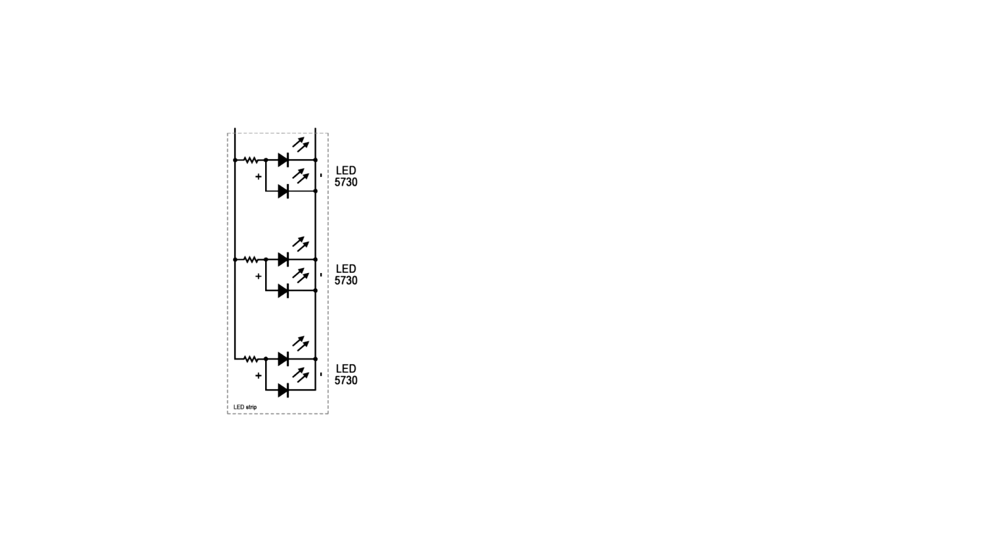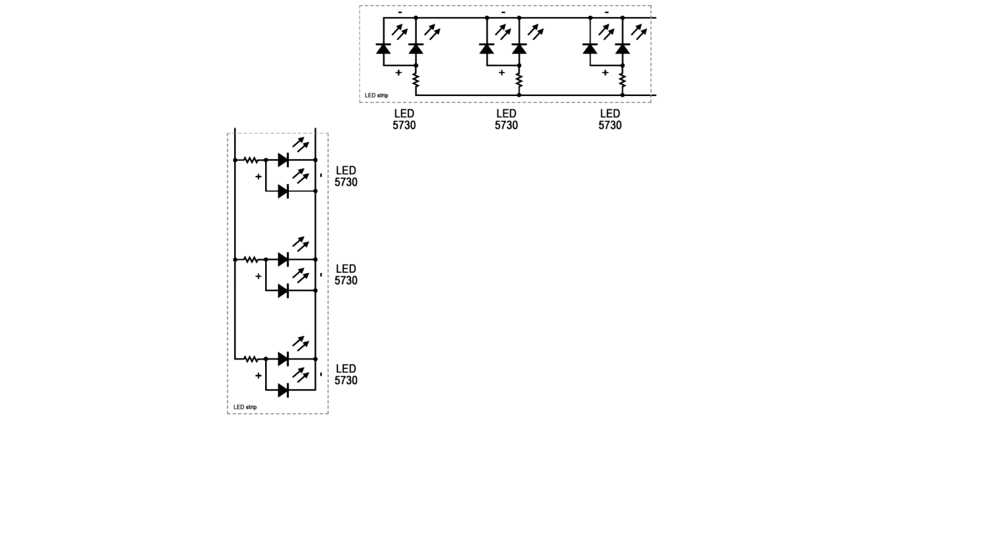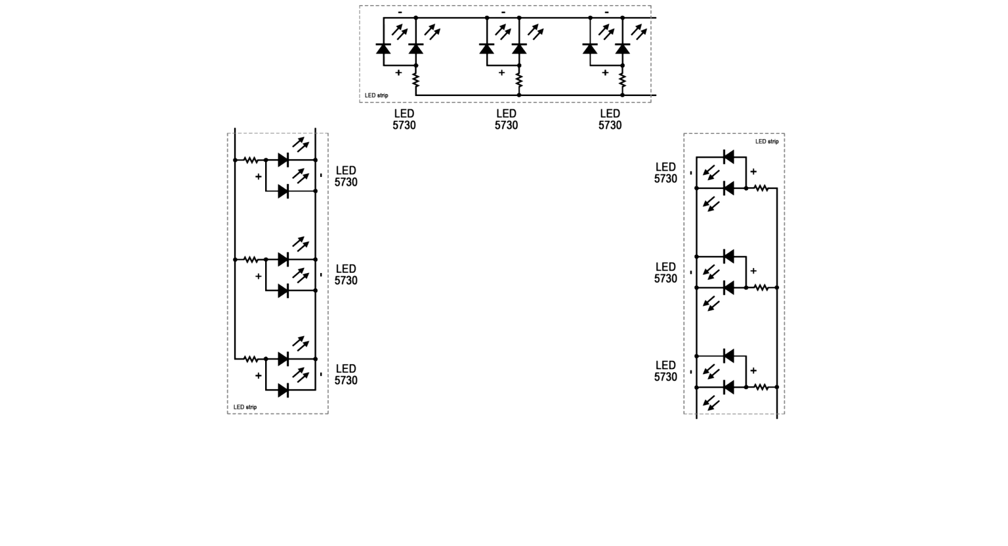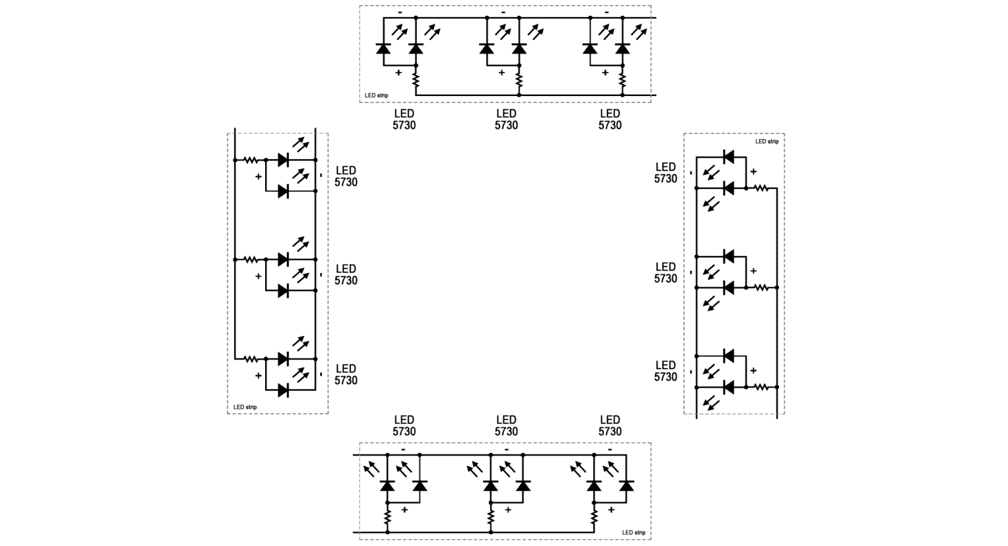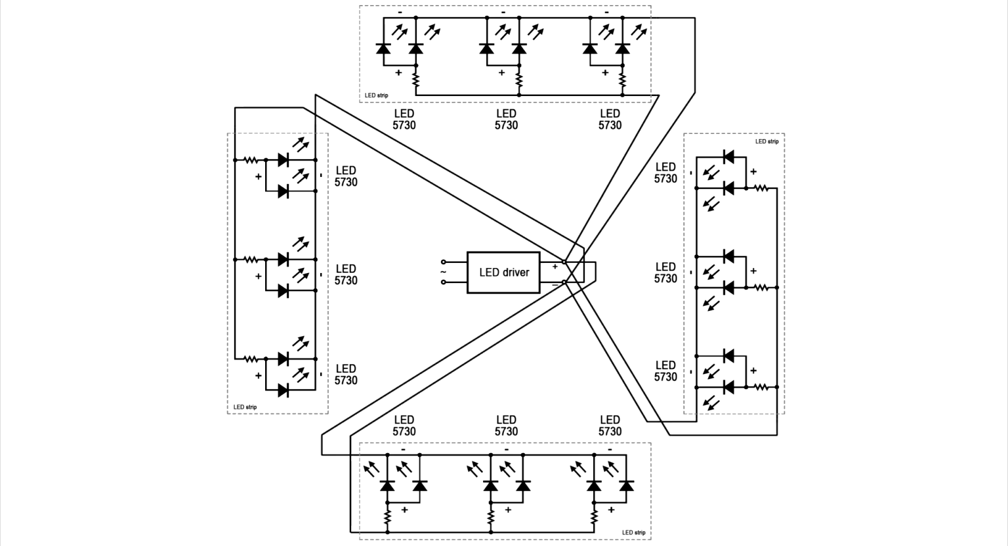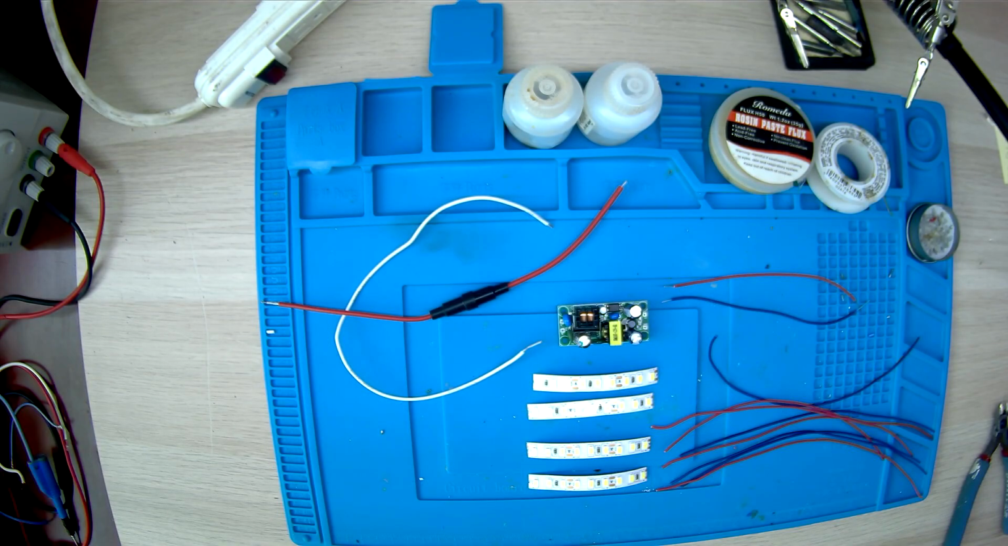Fortunately, there is a much more reliable approach. Instead of connecting the LED strips in series, they can be connected in parallel. This changes not only the wiring configuration, but also the type of driver required. Now it's time to assemble the upgraded light fixture.